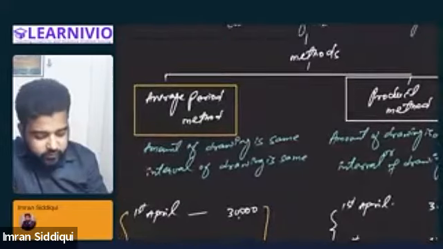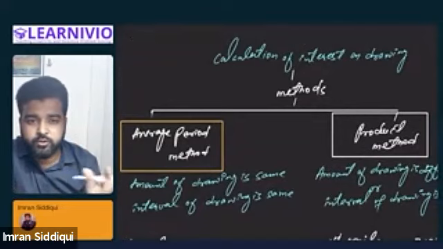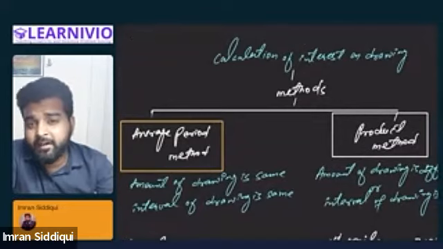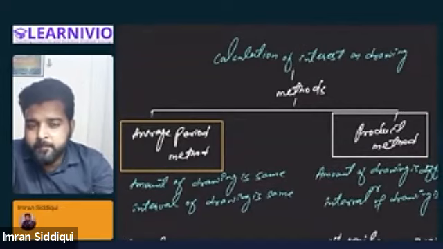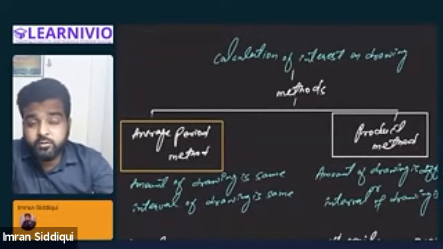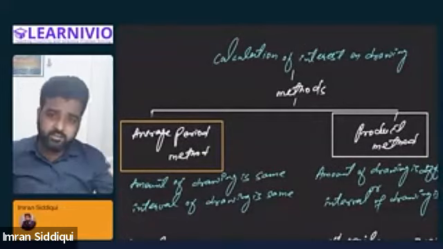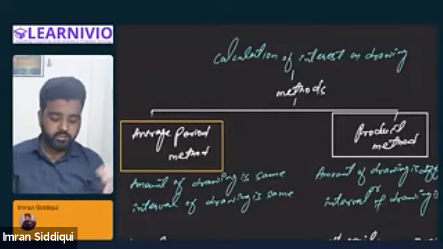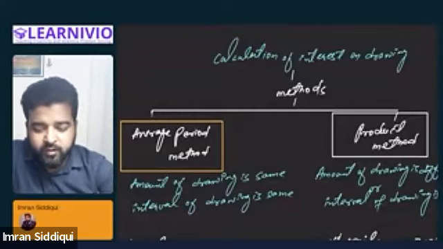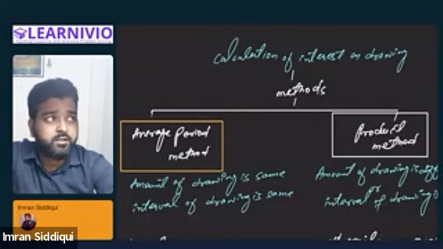Everything is clear. So until now, we understood that there are two methods to calculate the interest on drawing: the average period method and the product method. Depending upon the interval at which drawing has been made and the amount of drawing, we'll apply the different method. If the interval is the same and the amount of drawing is also the same, we'll apply the average period method. And if either the interval is different or the amount of drawing is different, we'll apply the product method. Now we'll cover both methods one by one and try to understand how we actually calculate interest in both situations.